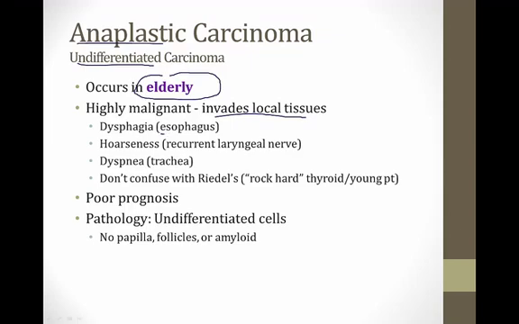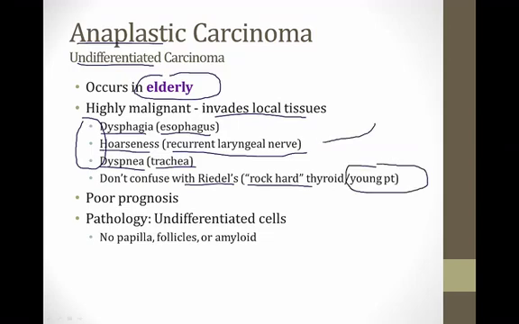So it can grow into the esophagus and cause dysphagia. It can grow into the recurrent laryngeal nerve and cause hoarseness. It can grow into the trachea and cause dyspnea. And in the module on thyroid disorders, I talk about a condition called Riedel's thyroiditis. Riedel's thyroiditis can also cause these things. However, Riedel's thyroiditis presents as a rock-hard thyroid, and it occurs in younger patients.